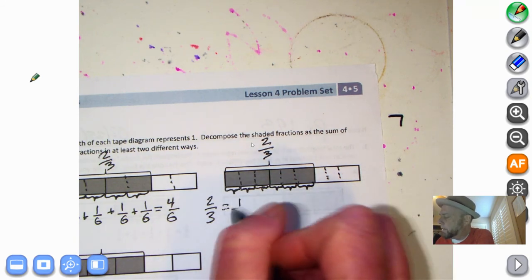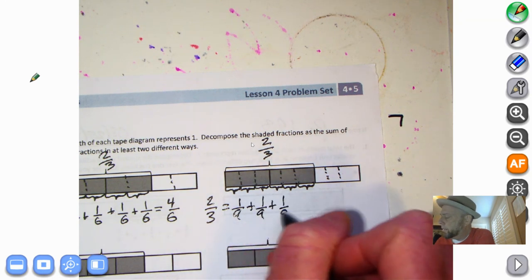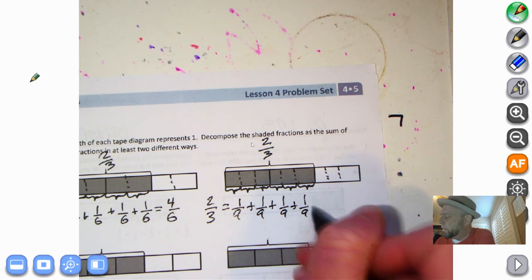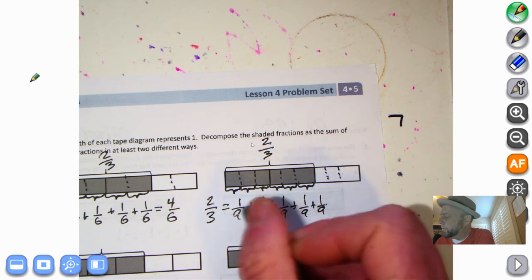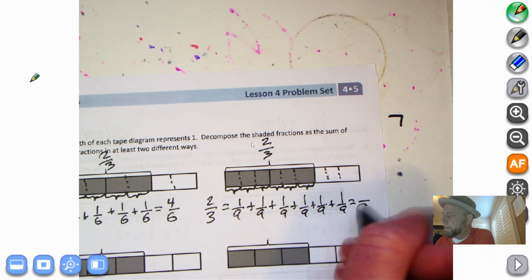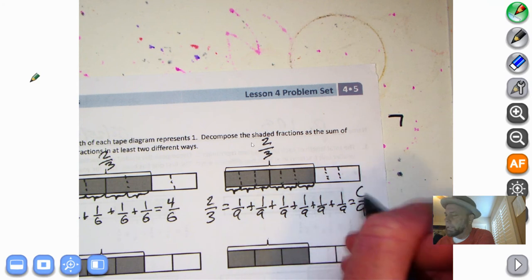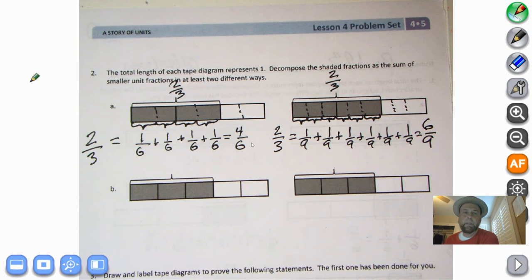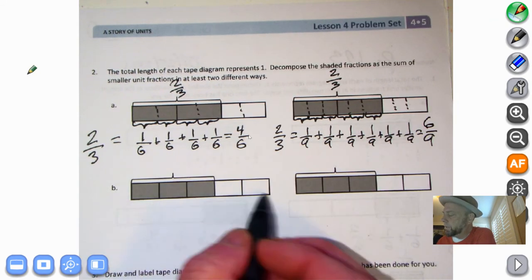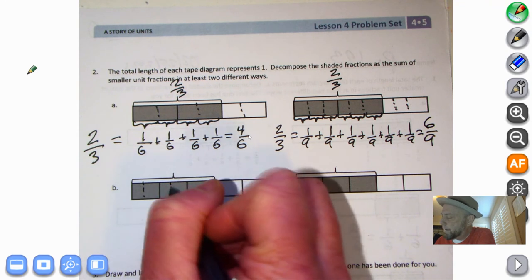So 1/9 plus 1/9 plus 1/9 plus 1/9 plus 1/9. 1, 2, 3, 4, 5, plus 1/9 equals, denominator stays the same, 6/9. There we have it. All right, we're down here. Let's say we got 3/5. And why don't you give this one a try on your own? I'll do the cuts to get you rolling.